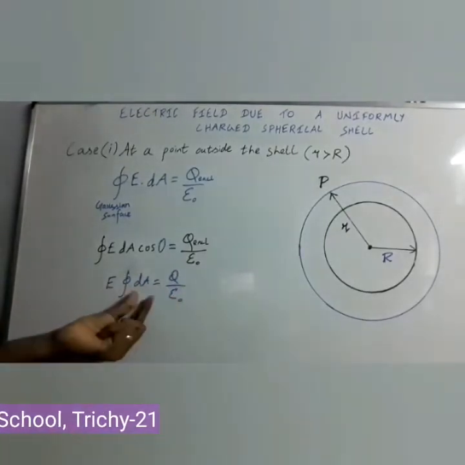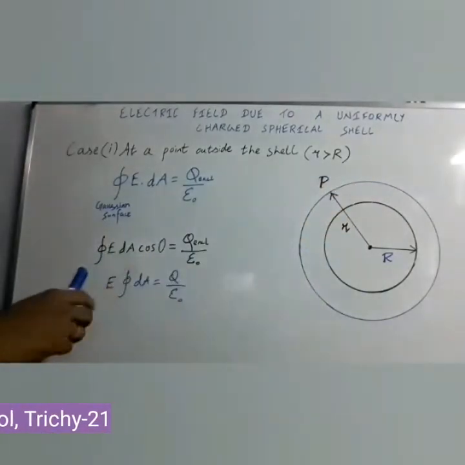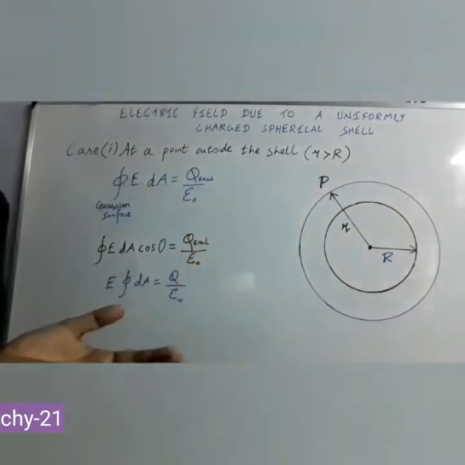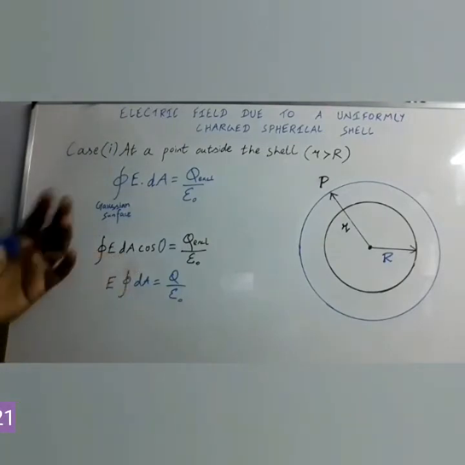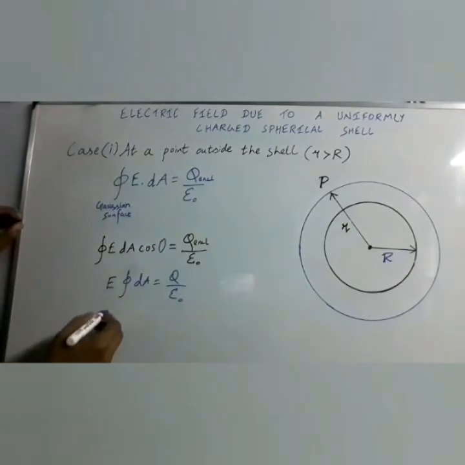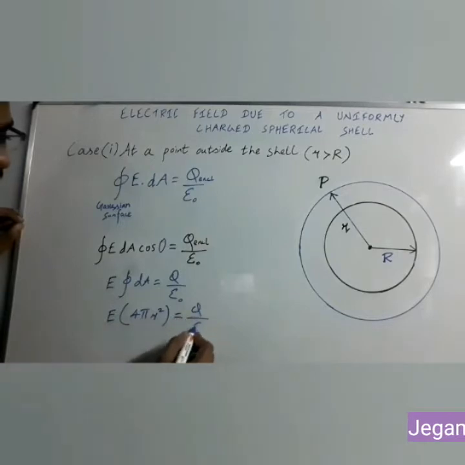Here dA is the area element on the Gaussian surface. Suppose you integrate, then you get the area of the entire Gaussian surface. Here we have taken a spherical Gaussian surface, so you have to apply the area of the sphere. If you integrate dA, you get the area of the sphere which has the radius small r. So what is the area of the sphere? 4 pi small r square, so E times 4 pi r square is equal to Q divided by epsilon naught.